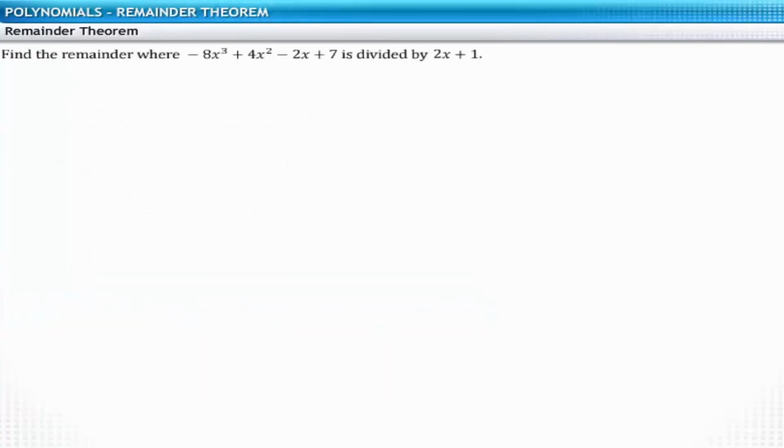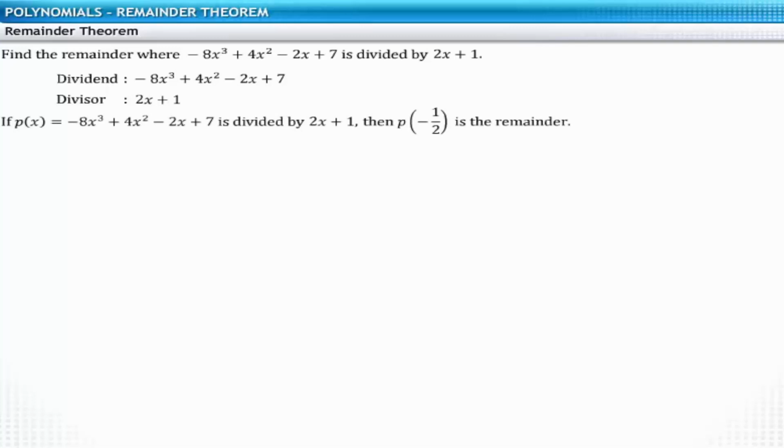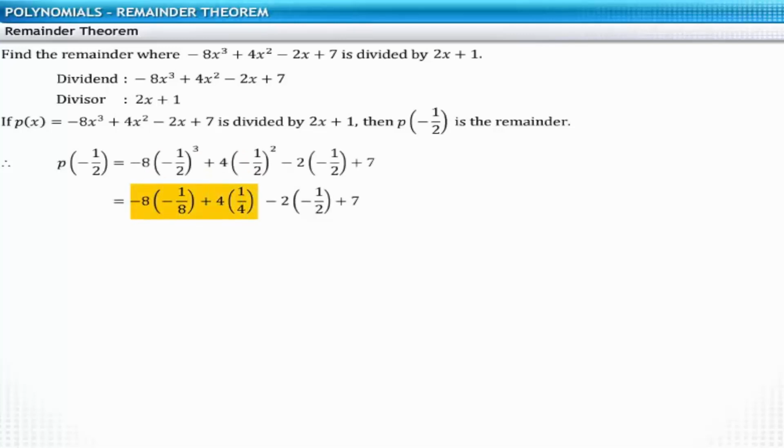Consider another problem where you need to find the remainder if a linear polynomial 2x plus 1 divides another polynomial minus 8x cubed plus 4x squared minus 2x plus 7. According to the problem, the dividend is equal to minus 8x cubed plus 4x squared minus 2x plus 7, and the divisor is equal to 2x plus 1. According to the guidelines provided, if P of x is a polynomial in x and P of x is divided by ax plus b, then the remainder is P of minus b divided by a. Therefore, in this problem, the remainder is P of minus half. If you replace x with minus half in the polynomial P of x, you get the remainder is equal to 10.